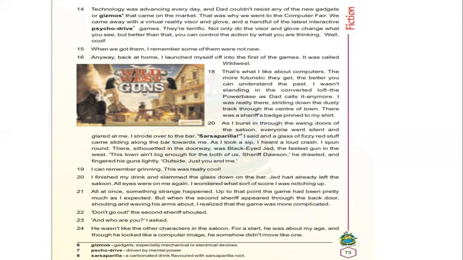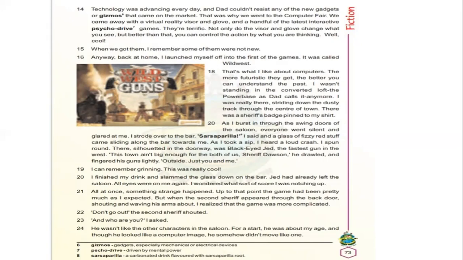Silhouetted in the doorway was Black-Eyed Jade, the fastest gun in the West. "This town isn't big enough for the both of us. Sheriff Dawson," he drawled and fingered his gun slightly. "Outside, just you and me." I can remember grinning. This was really cool. I finished my drink and slammed the glass down on the bar.